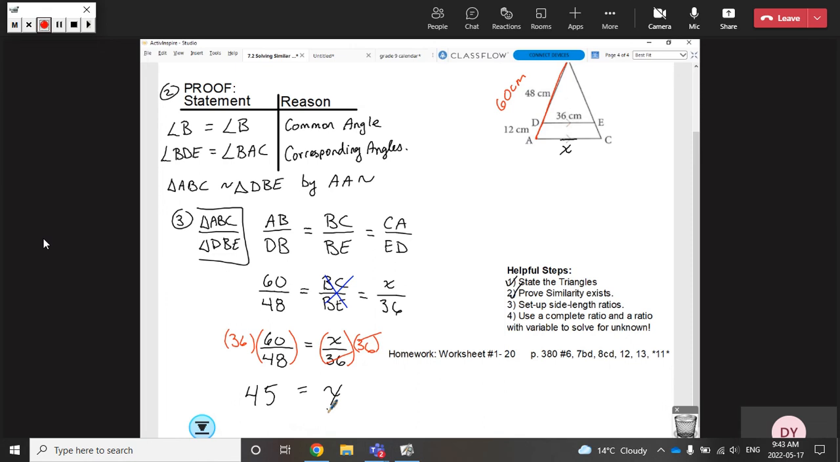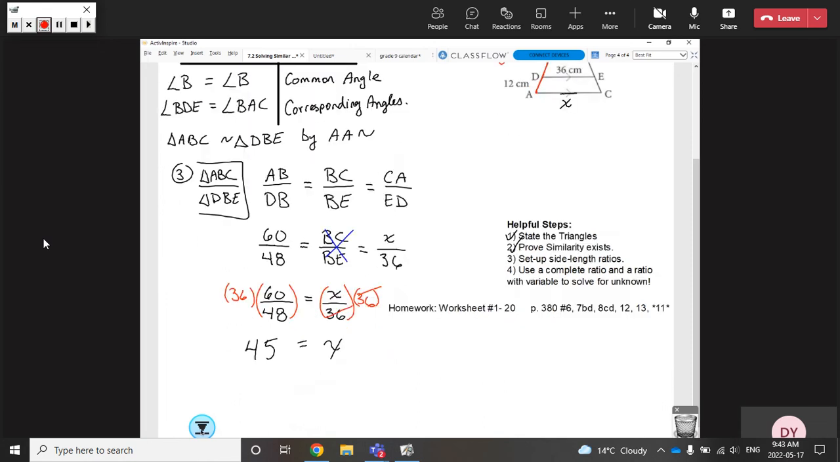Alrighty, therefore, I'll do that here. Therefore, CA is 45. Is there units this time? There is. 45 centimeters. Okay.